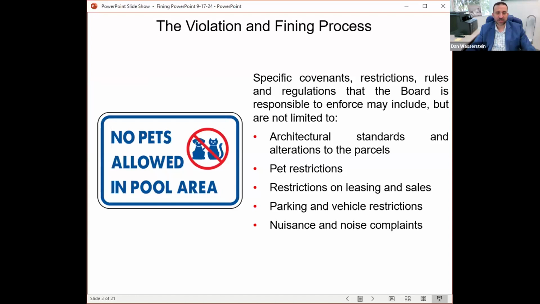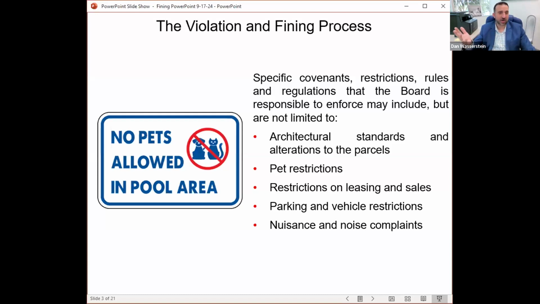Now, some of the specific types of covenants or restrictions that we commonly have enforcement issues with are what you see here. Architectural standards and alterations. Of course, more common in an HOA when it comes to architectural guidelines. But those are things like people painting their house an approved color, not enlarging their driveway bigger than what's allowed, and of course asking for approval and getting it before they go ahead and do these projects. Even if the project is an approved color or an approved material, they still need to get that approval in writing before they go ahead and do that.